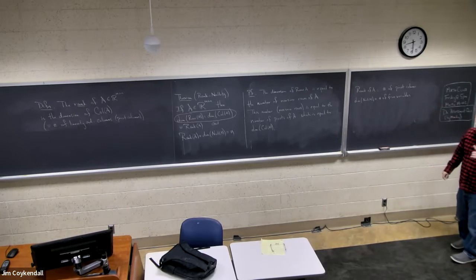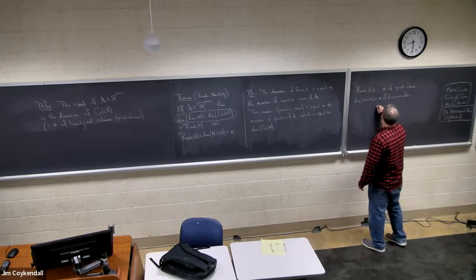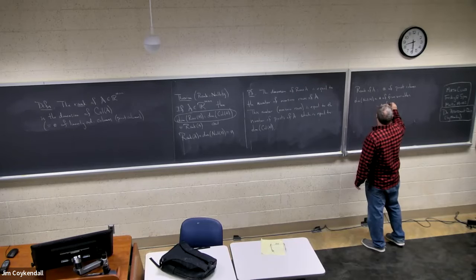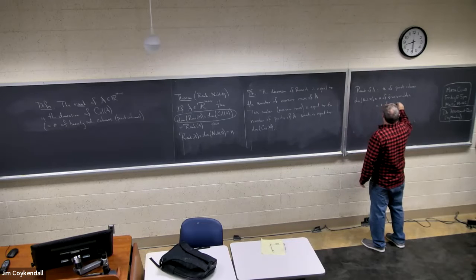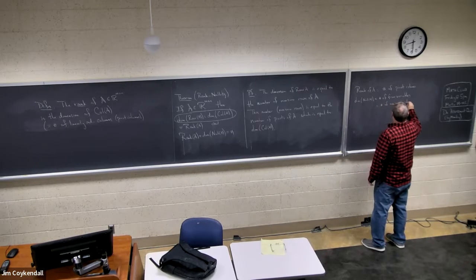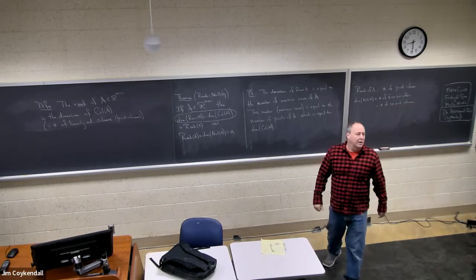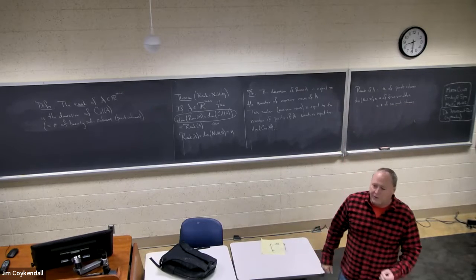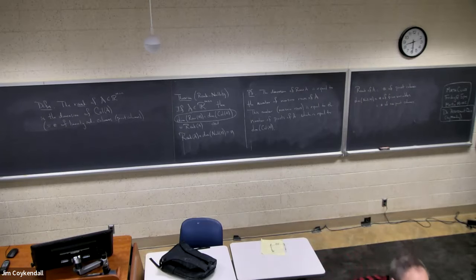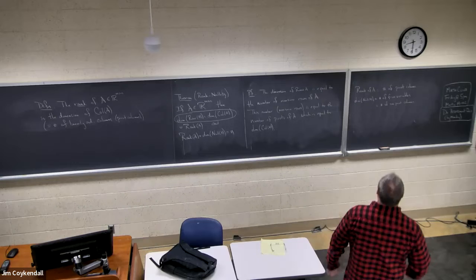Which is exactly equal to the number of non-pivot columns. Because after all, how do we find which are the free variables? They're exactly the ones that correspond to the non-pivot columns. Now, I don't know much, but I do know that if you add the number of pivot columns to the number of non-pivot columns, what do you get? The total number of columns.